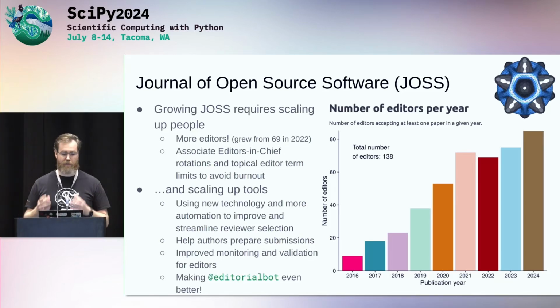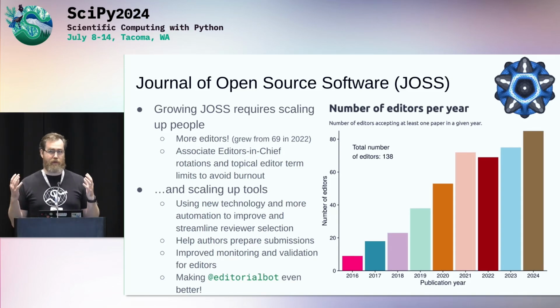But growing JOS also requires scaling up. That means both in terms of personnel. So we need more editors. Back in 2022, we had 69, and we've grown that to over 80 now. But for the journal to be functioning and healthy, we need to make sure that this team of volunteers doesn't get burnt out. So we're also currently starting to do rotations of the associate editors-in-chief. And then we're also doing topical editor term limits to make sure that everyone is fresh. So consider this a call to action. We want you to join the editorial team for JOS. If you have questions, please come find us.